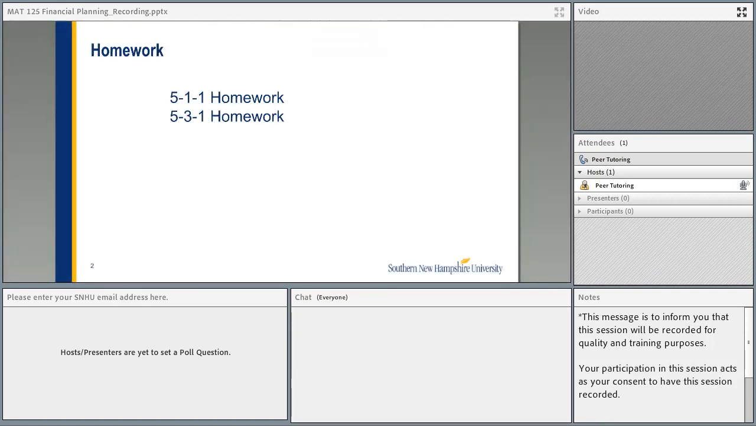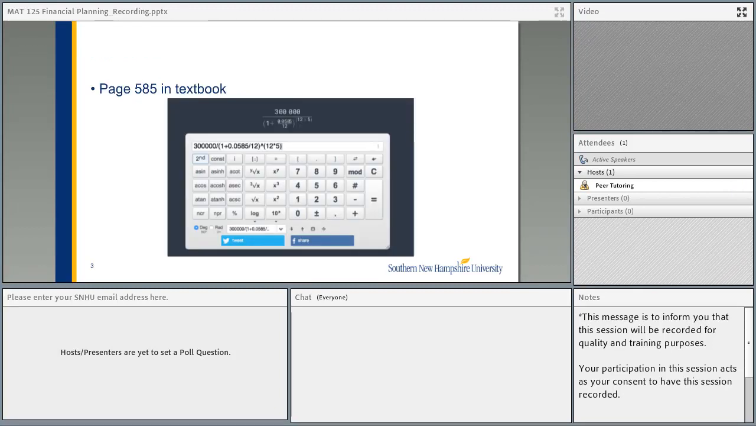In this workshop, we'll cover some homework from 5.1-1 and 5.3-1. Today we're going to look at a calculator that has been recommended, and it is Web 2.0 Calc. This can be found right online, and lots of students have recommended this, especially for this section. There are also some great directions on page 585 of your e-text.